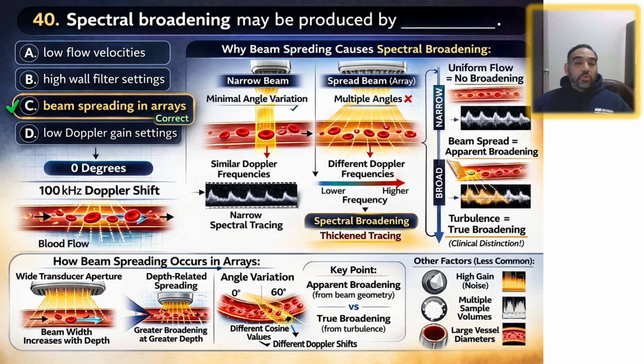And the last answer, D, was low Doppler gain setting. Low gain reduces signal intensity. High gain can make the tracing look thicker due to noise. But low gain does not produce spectral broadening. So two things to consider here, two main causes of spectral broadening. True flow disturbance or turbulence, and instrument-related factors like beam spreading. So this question is testing your knowledge of the second one.